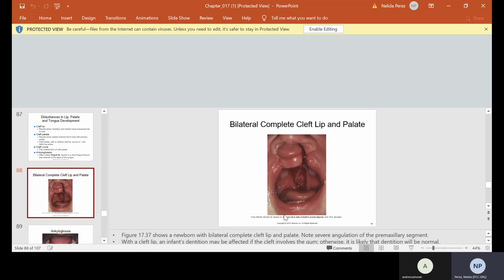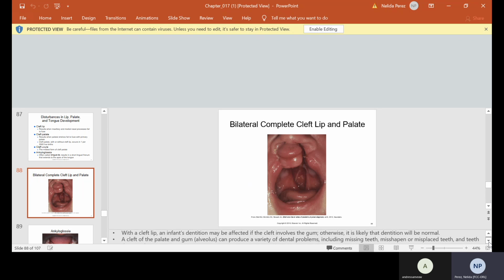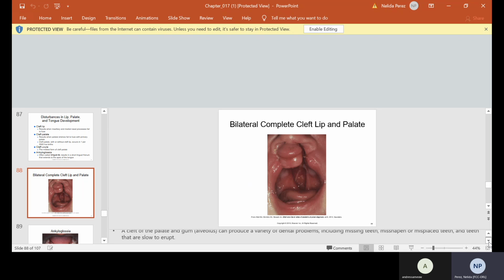With a cleft lip, an infant's dentition may be affected if the cleft involves the gum. Otherwise, it is likely that the dentition will be normal. A cleft of the palate and gum can produce a variety of dental problems, including missing teeth, misshapen or misplaced teeth, and teeth that are slow to erupt.